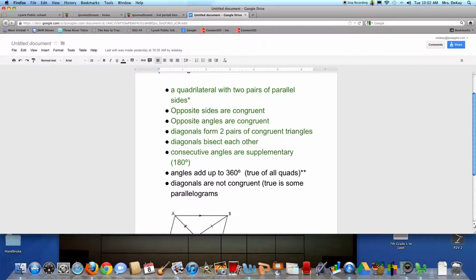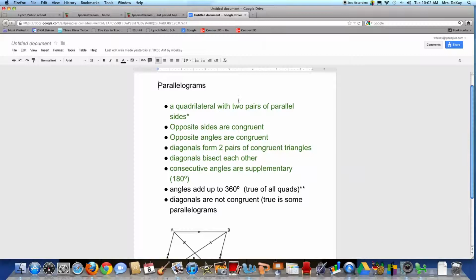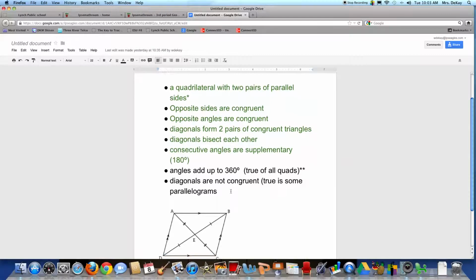This is what we've learned about parallelograms so far, but I changed the color of some of the bullets. Everything in green is true of a parallelogram. It's a quadrilateral with two pairs of parallel sides. Its opposite sides are congruent. Its opposite angles are congruent. The diagonals form two pairs of congruent triangles. The diagonals bisect each other, and the consecutive angles are supplementary. The angles adding up to 360 is not true of just parallelograms, so that's in black now. And the diagonals are not congruent is true in a parallelogram, but it is not true in all quadrilaterals.